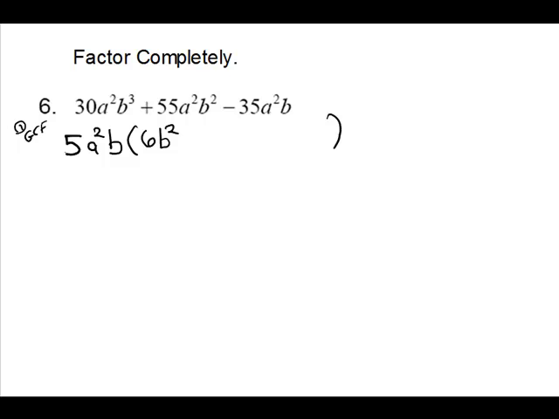For the second term, you have a 5, you want a 55. Just divide. We're missing 11. We have a squared. That's all we want. So we're good with the a's. We have 1b. We want b squared, so we need 1b. The last term, we have a 5. We want a negative 35, so we need a minus 7. The a squared's good. The b is good. So we factored part of it by doing a GCF.